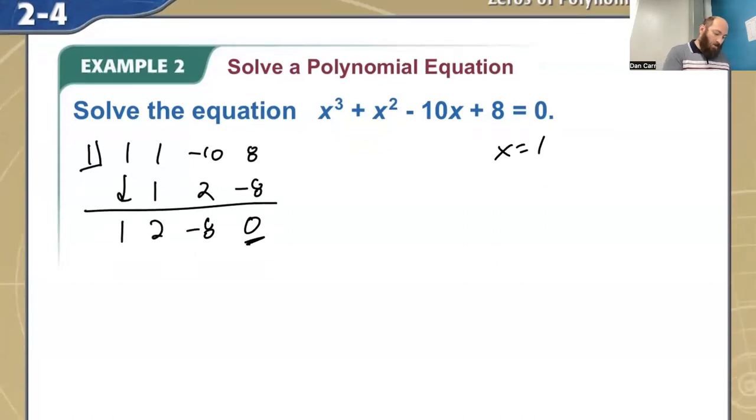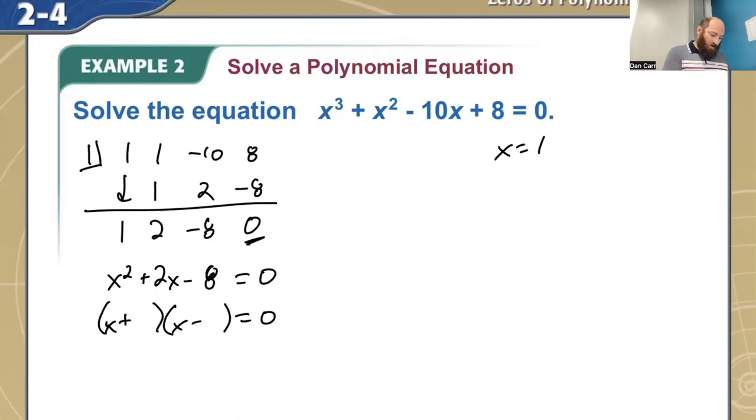Okay. So that means I can do the rest of this. If I look at 1, 2, -8 here, that is representing x squared plus 2x minus 8. So the goal is to set that equal to 0 and find the solutions. So this one I could just do with factoring. So I got x and x. We got a positive and a negative. It's going to be a +4 and a -2.